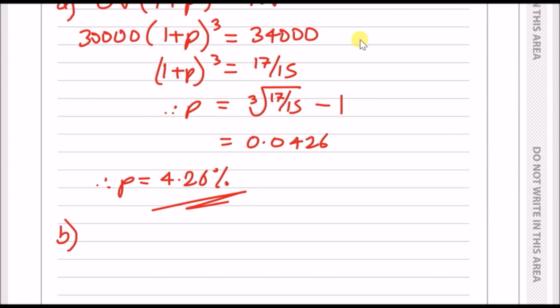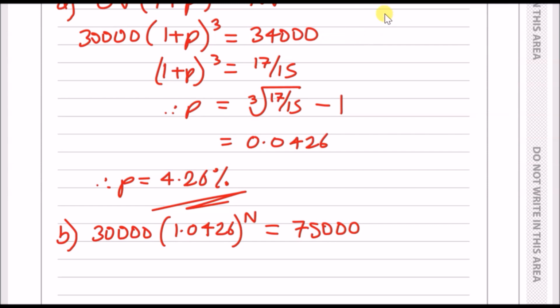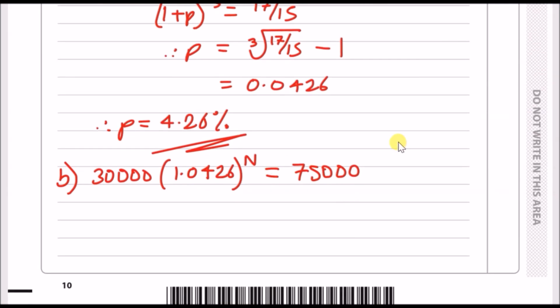Now we can say that the original value is still 30,000. 1 plus p is literally 1.0426. We don't know how many years because they said capital N, and it's supposed to exceed 75,000. But we're just going to use the equal sign for now, yeah? So no big deal. Now all you want to do here, guys, is the same thing, except now we're trying to find n. So to do this, first divide 30,000 across.